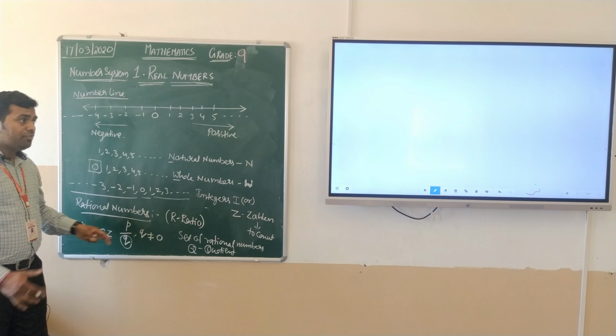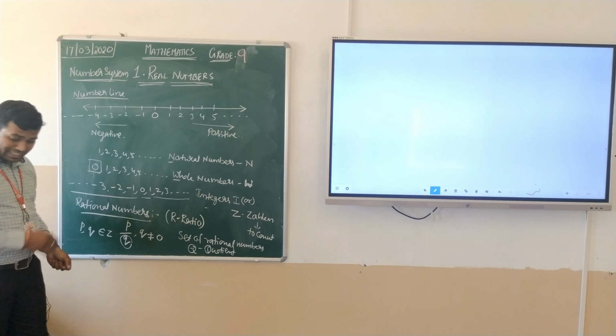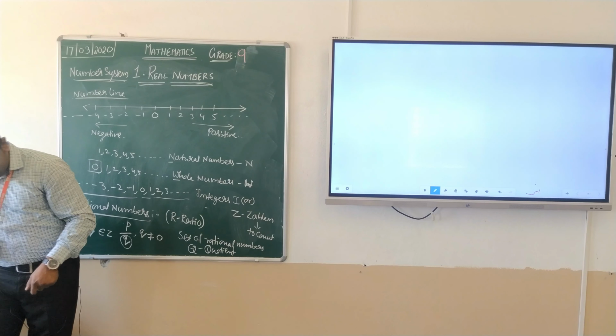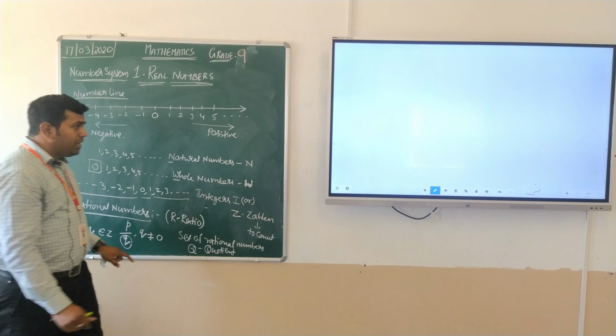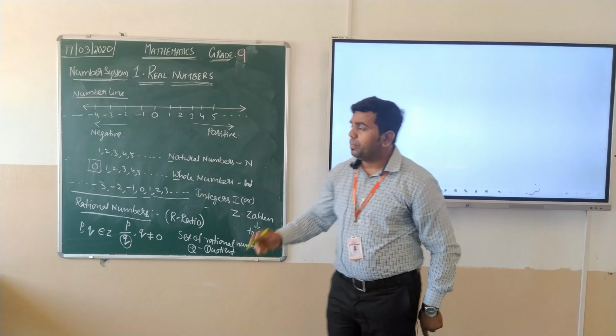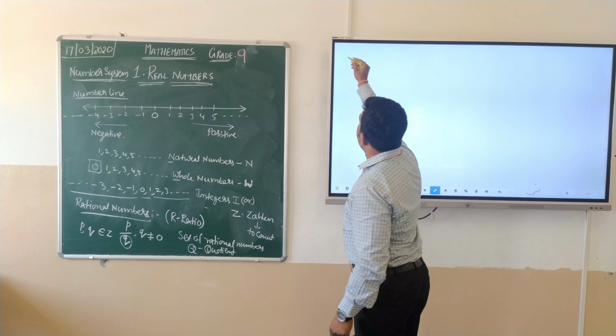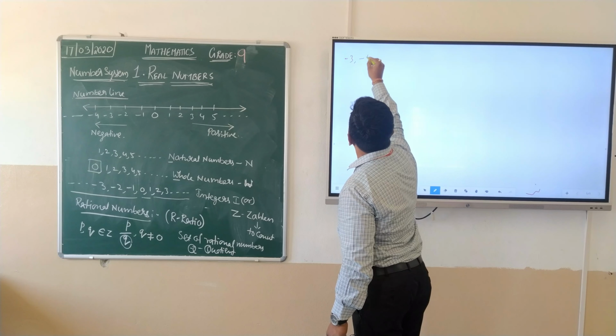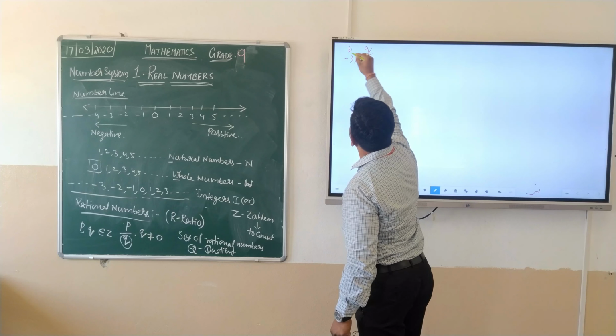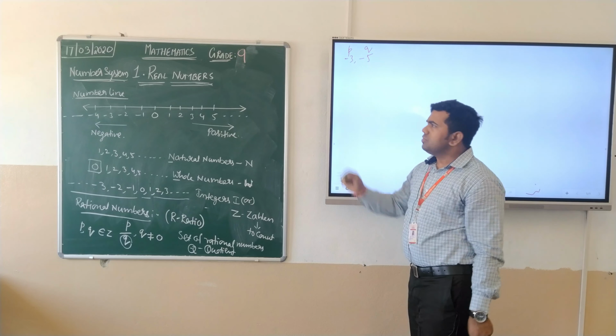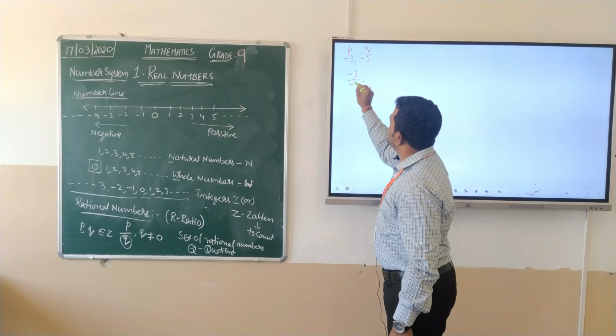For the example of rational numbers, if I take p and q as any two integers, for example, -3 and -5 as my p and q values, then I can write it as -3 by -5.